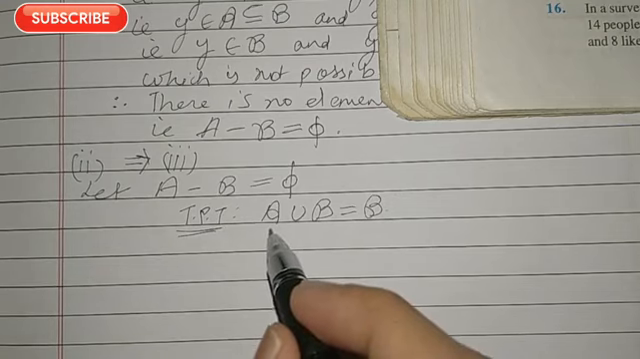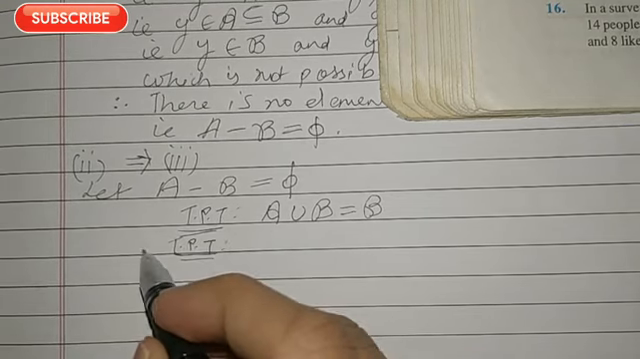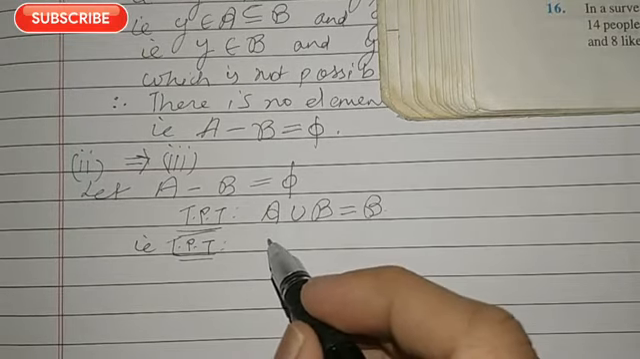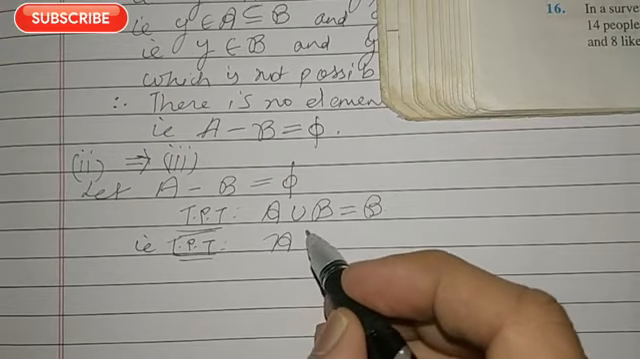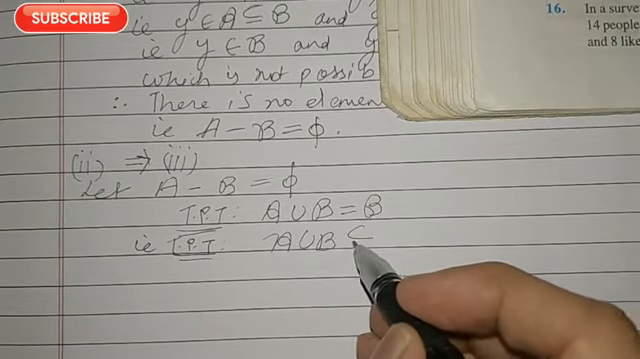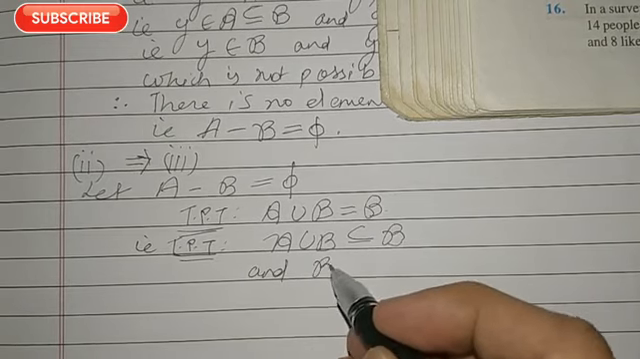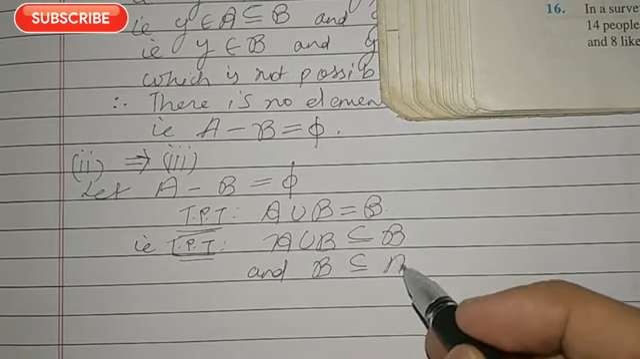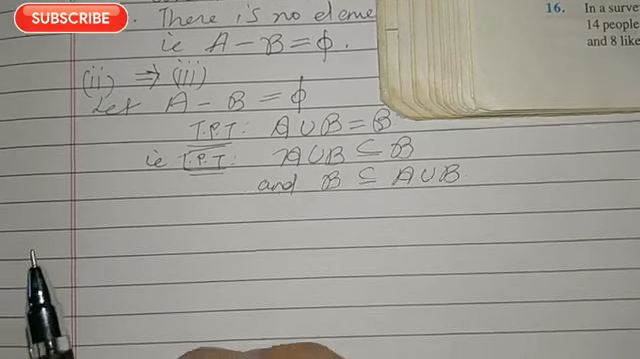Okay. So now how to prove this? See, we have already seen an example of how to prove that two sets are equal, right? So similar steps, similar method. You have to first prove that A union B is a subset of B, and you have to also prove that B is a subset of A union B. So these two statements you have to prove.